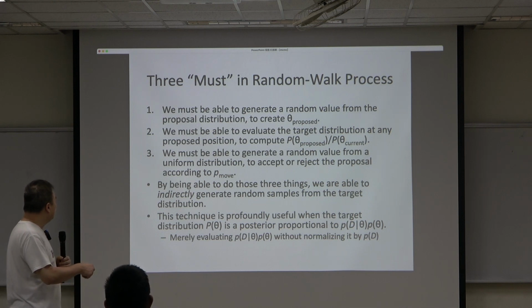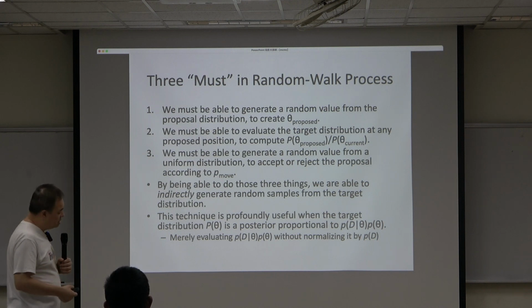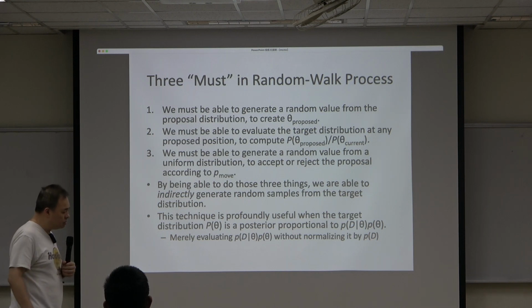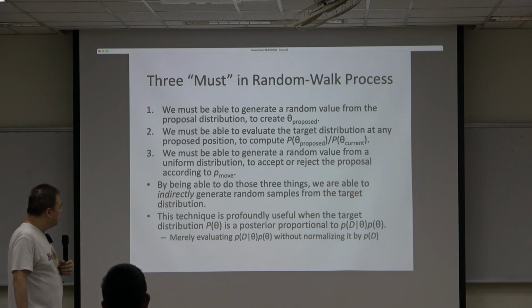Okay. And then the first one, we need to generate a random value from the proposal distribution, okay. And the third, we must be able to generate a random value from a uniform distribution to determine whether or not to accept the proposal, okay. So these three steps, if you repeatedly do that, you will be able to generate samples very effectively.